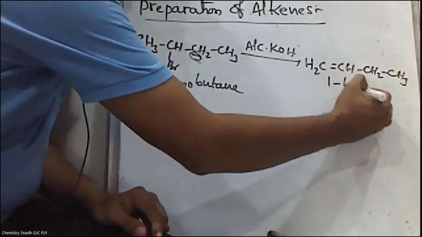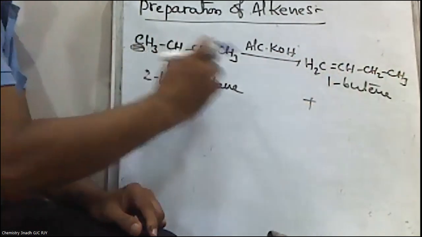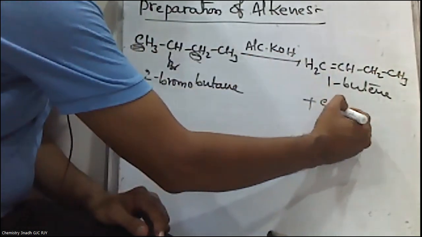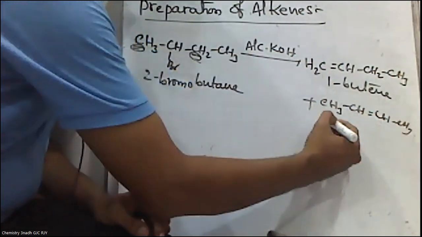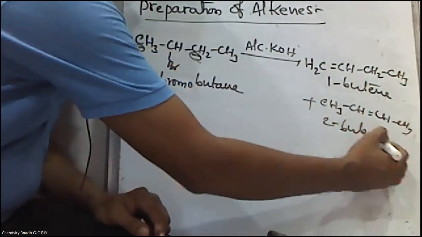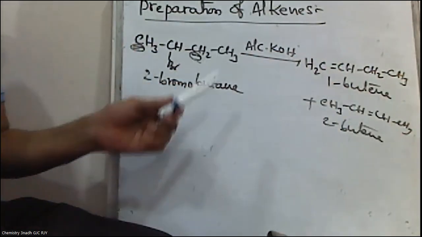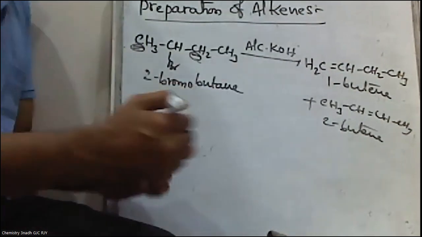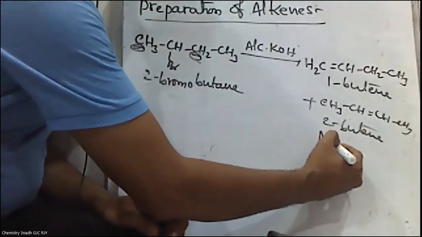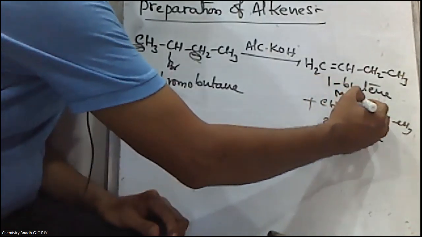It is 1-butene. And suppose if the third hydrogen is removed, then what will happen? CH3, CH, CH. It is called 2-butene. Now, which one is formed as the major product? So here, 2-butene is the major product and 1-butene is the minor.